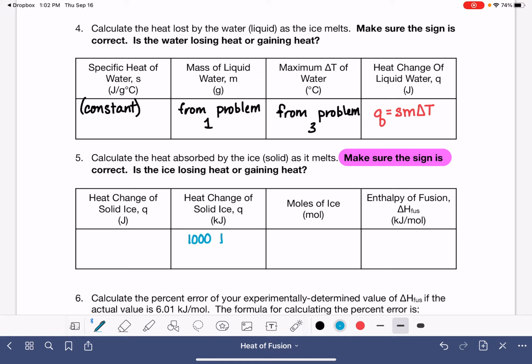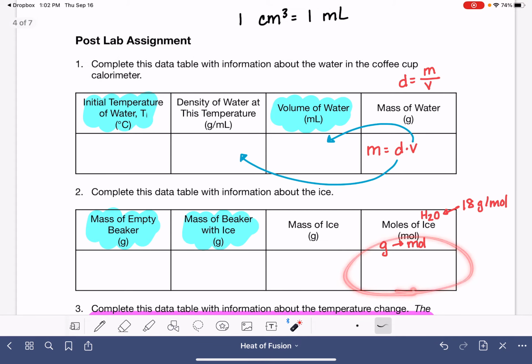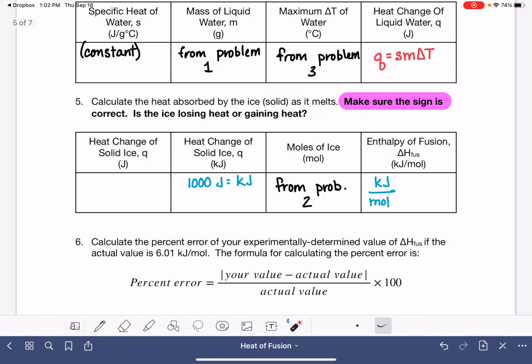1,000 joules is a kilojoule, so I'll just do that conversion factor. Moles of ice, that is information that you calculated in problem number 2 right here. So you're just going to copy that number, moles of ice from problem 2. And then you are ready to calculate the enthalpy of fusion for ice. That's going to be calculated by taking the kilojoules and dividing it by the moles. The kilojoules are right here and the moles are right here. So it's just simple plugging it in.